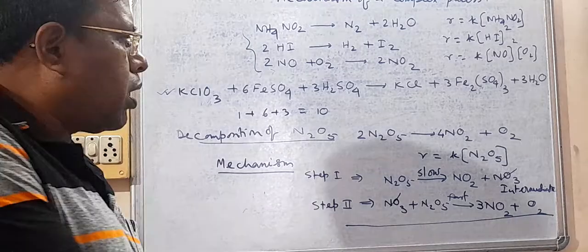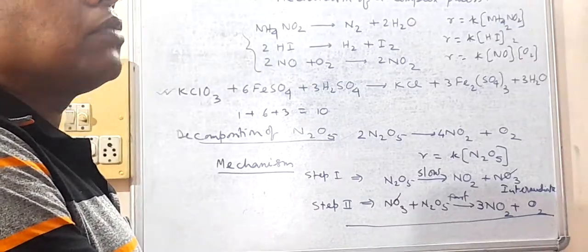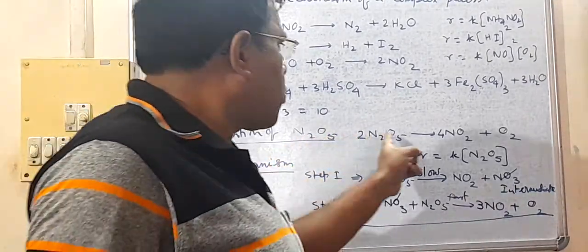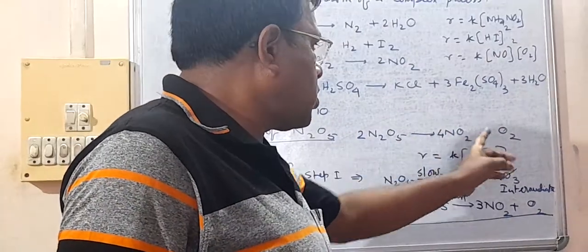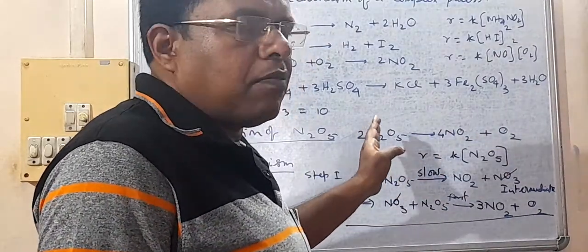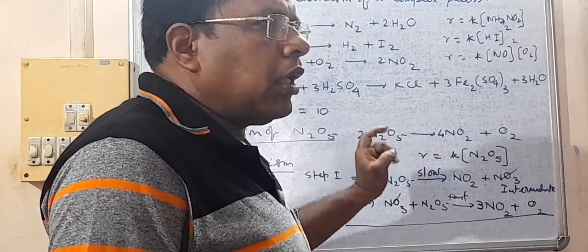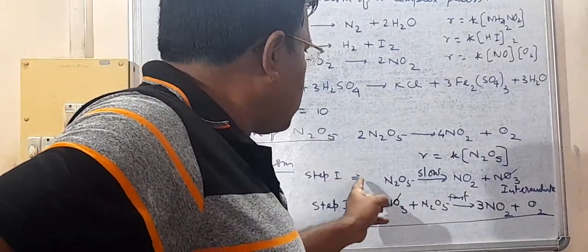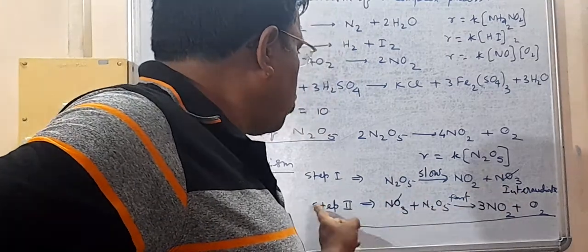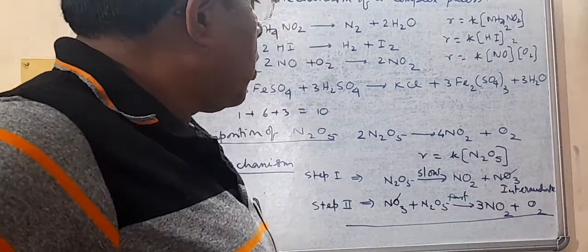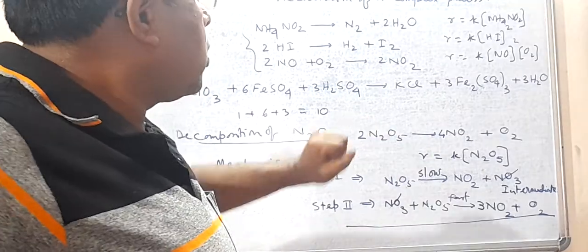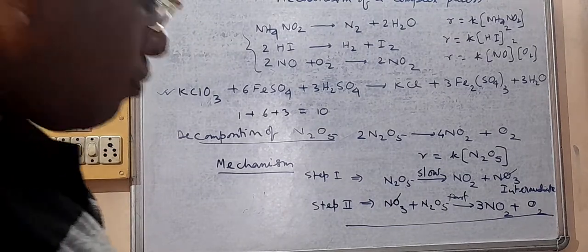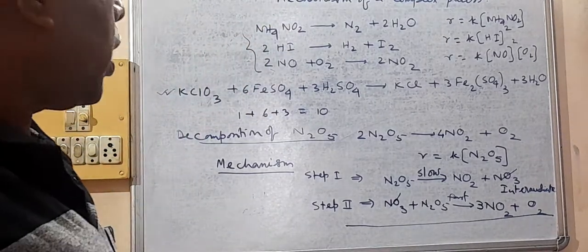So this is the mechanism of a complex process. One more thing I want to tell you: if you are asked what is the molecularity of this complex process, a complex process doesn't have molecularity. Molecularity of a complex process is meaningless. Elementary processes have molecularity. For example, the molecularity of this step is 1, the molecularity of this step is 2. But the molecularity of the complex process doesn't exist. I will be giving you some more questions later on to write mechanisms.